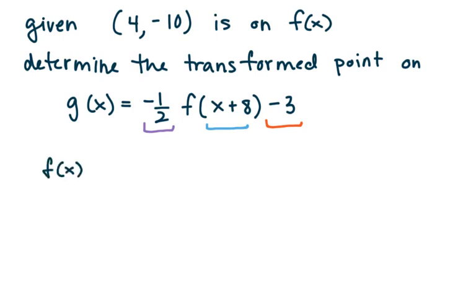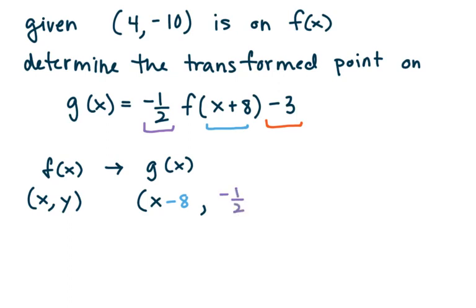So if we have some regular xy ordered pair on f of x, then on g of x, my x value, I would subtract 8. And then my y value, I would multiply y by negative 1/2 and then subtract 3.